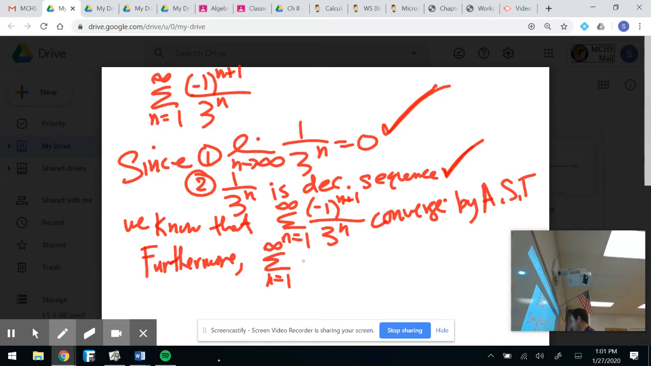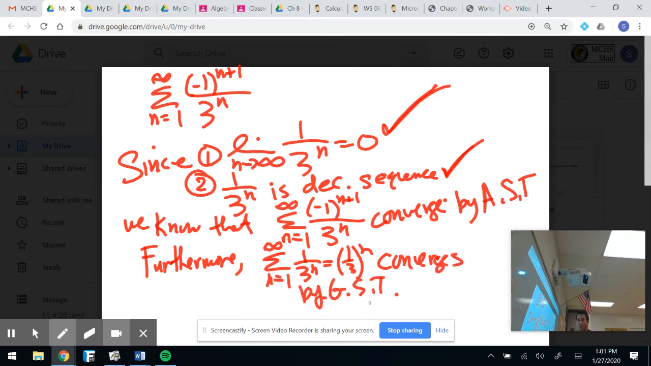If I throw the alternator out, I get 1 over 3 to the n. Oh, but that converges. How do we know that converges? Well, it converges by the GST, the geometric series test. It converges with or without the alternator. And if it converges with or without the alternator, we call it absolutely convergent.